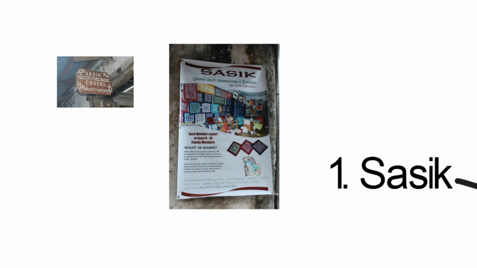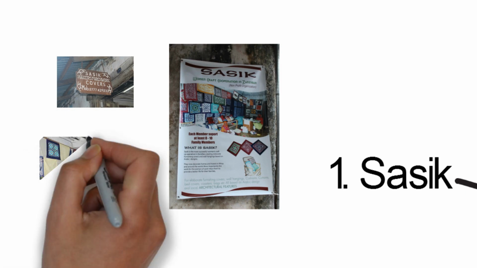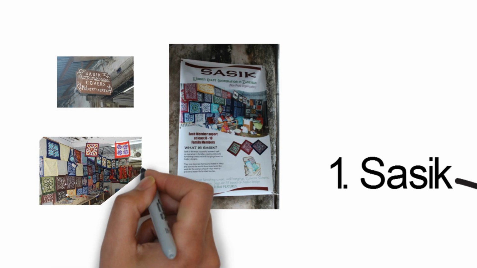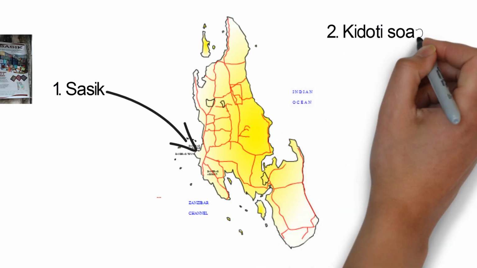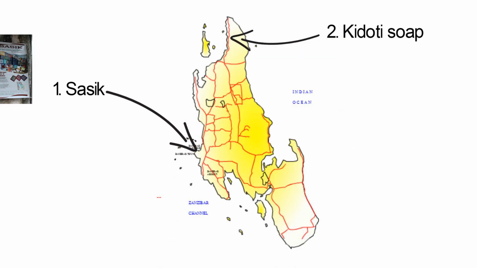The shop in Gizenga Street is very important for the women, not just as a sales outlet, but as a meeting place for themselves, and, most importantly, to interact with tourists and exchange ideas. 2. Kidoti Soap. The group was started in 1991 by 22 women living in Kidoti near Nungwi, who were encouraged by a new government act to establish cooperatives.